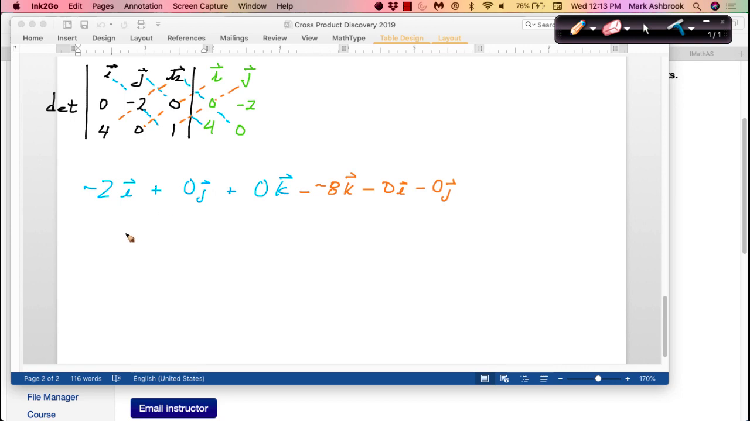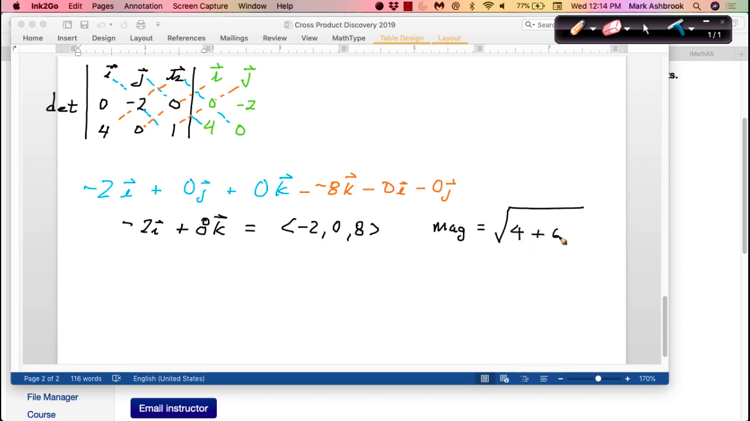So what's our i component? It's negative 2i, and then plus 8k. Or the same exact thing is negative 2, 0, 8. So let's start with the magnitude first. Magnitude equals square root of 4 plus 64, 68. Which is 4, is that 4 times 17?